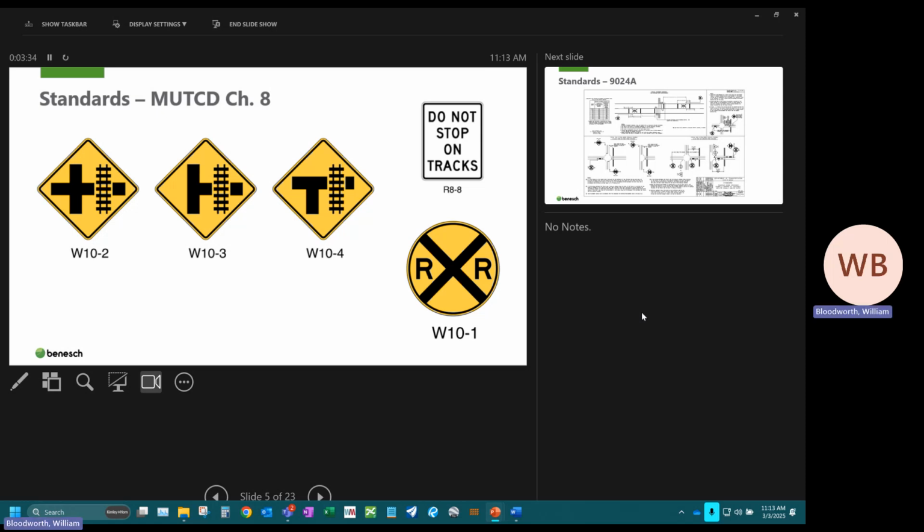Okay, thanks, Molly. So this very creative slide that I put together is very detailed. I'm going to go over first the Manual on Uniform Traffic Control Devices. Anything relating to at-grade rail crossings can be found in Chapter 8. So these are commonly seen signs. I'm sure we've all seen them on the roads, but just putting them up here for your awareness.